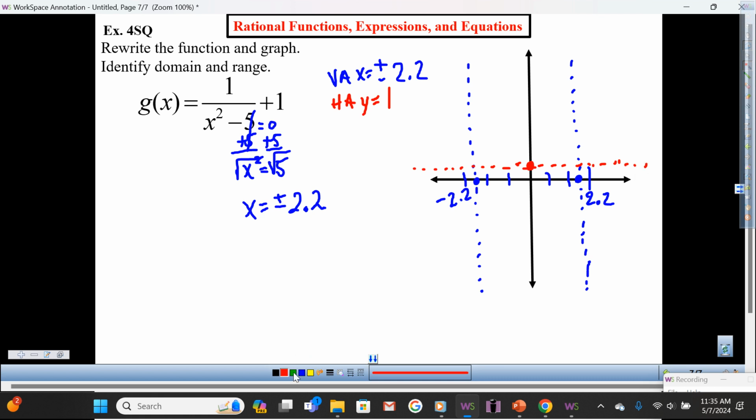We have our graph here, here, and there. We good? Yes? All right.